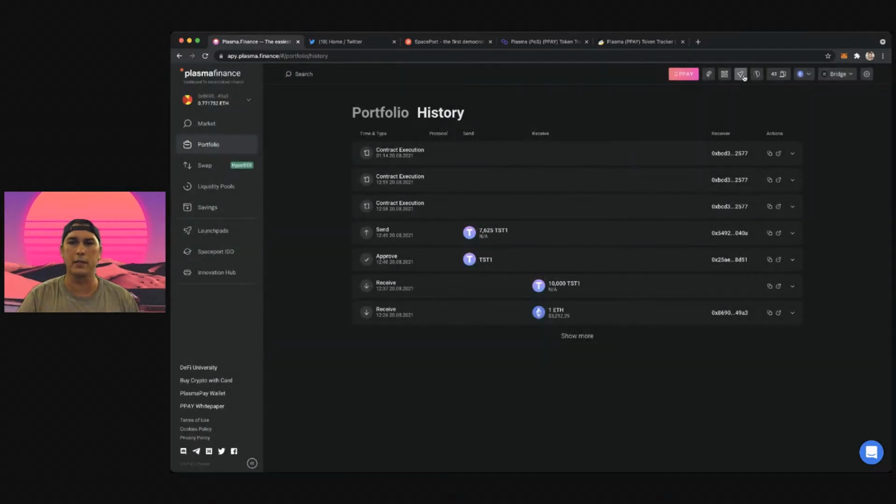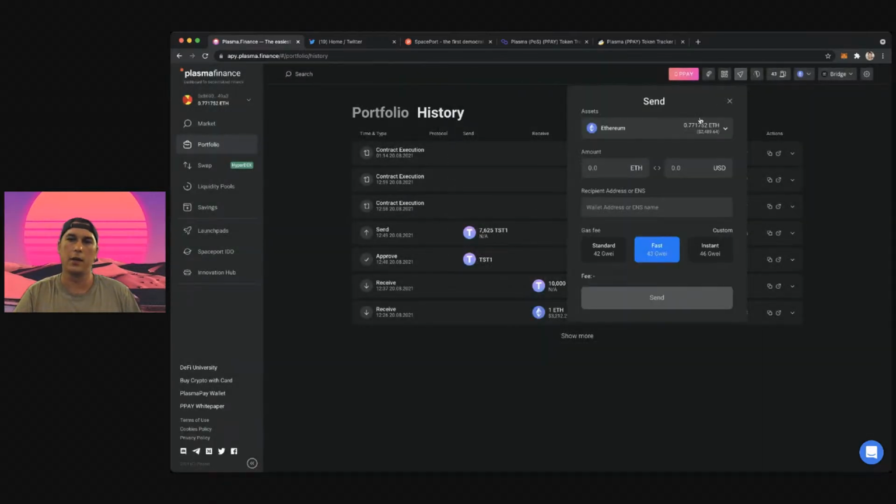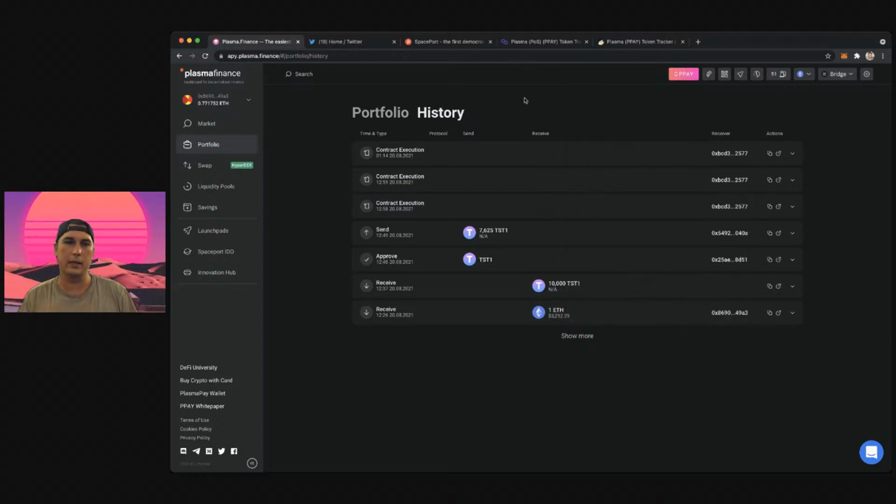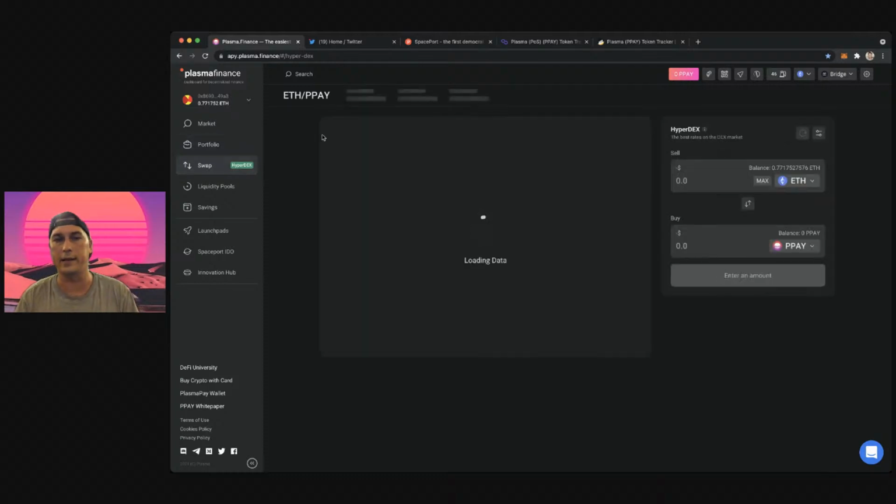And also we have this feature that you can replace your MetaMask. You can send different coins. You can calculate them in USDT or in the current token or coin that you send, and also you can send it to the wallet or ENS address. So this is basically all the updates about the portfolio management and the wallet connection. And now let's go and check our new protocol that's called HyperDEX.